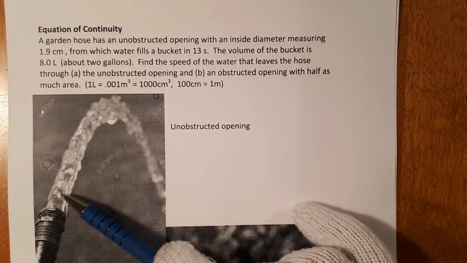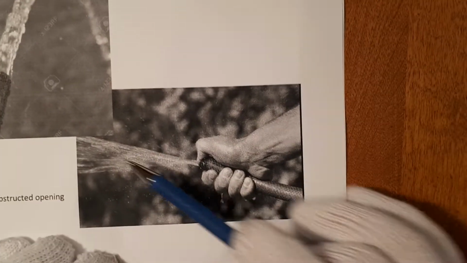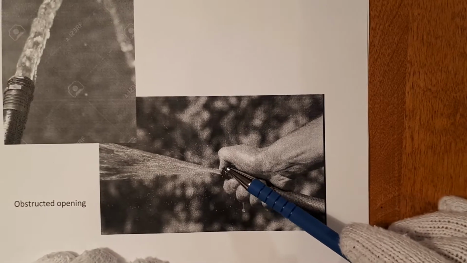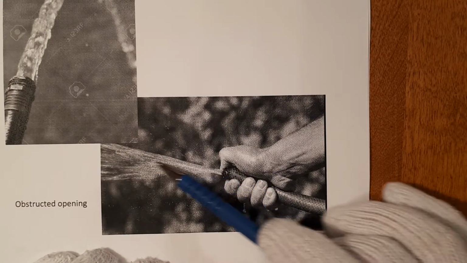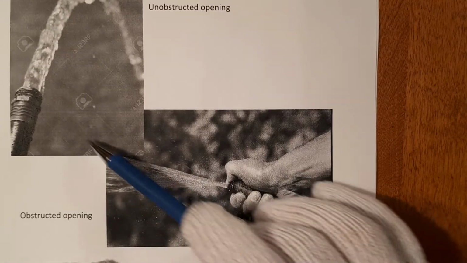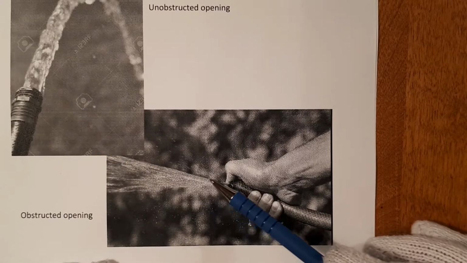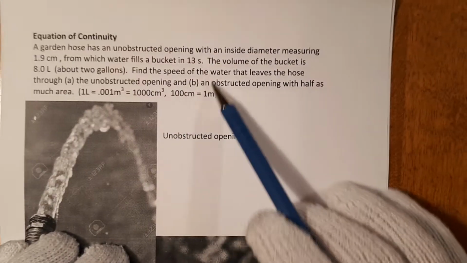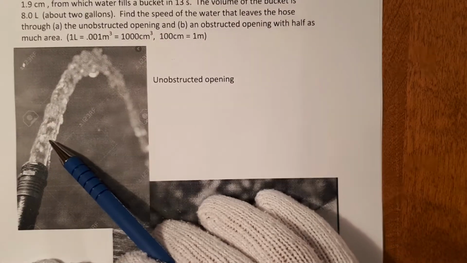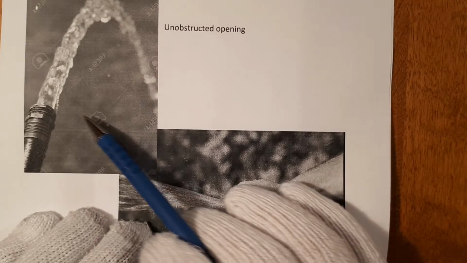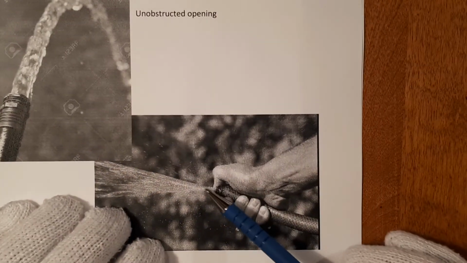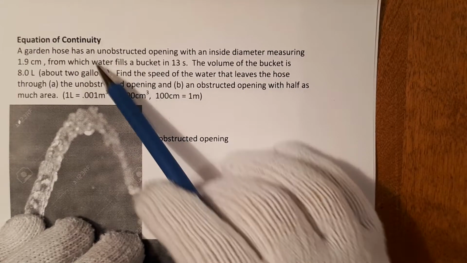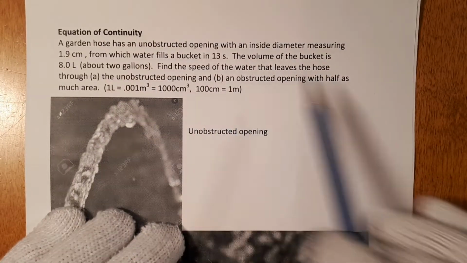And if we were to put an obstruction here, much like this, put your thumb at the end of that hose, and many have done this, you can then see that the water streams out much, much faster than the water flowing through here. Again, this follows the equations of continuity. And that's what this word problem is about, looking at these two situations, one that is unobstructed and one with an obstruction, both of them following the equation of continuity. So let's go ahead and solve this.